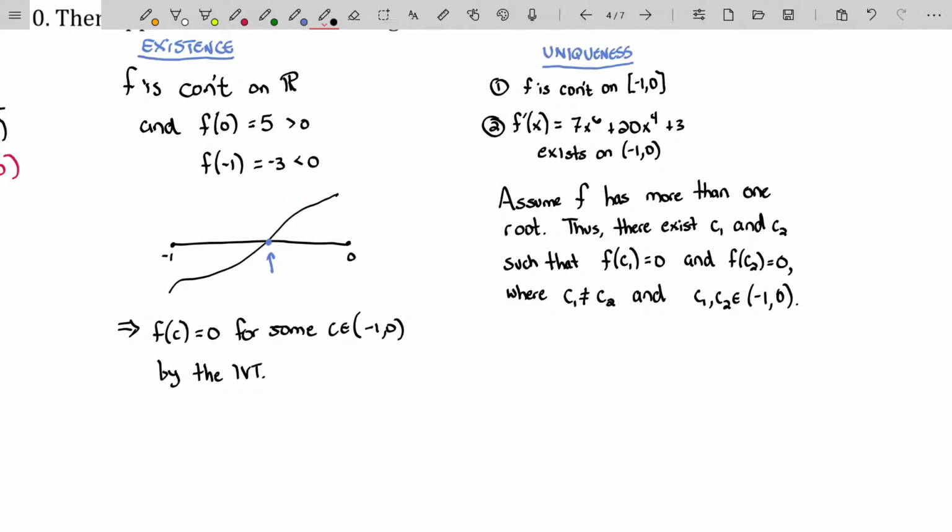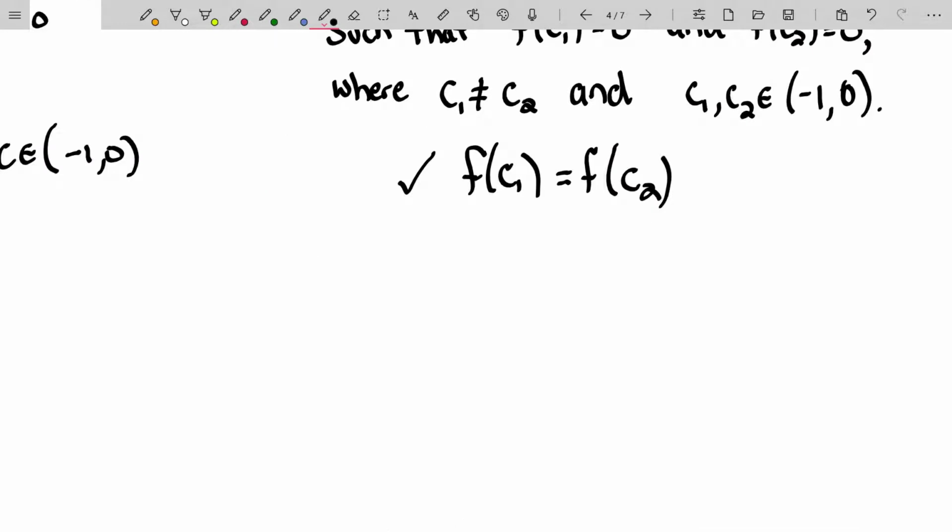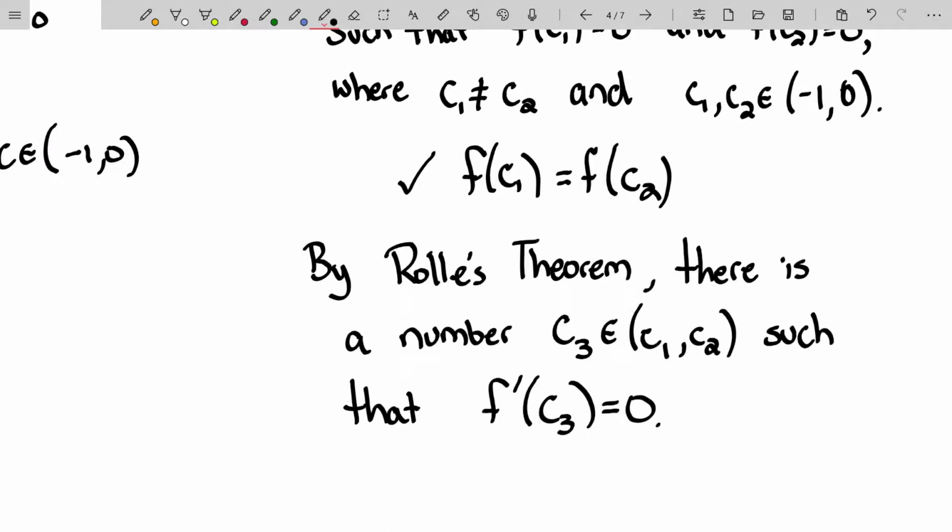Great. Since f is continuous, check, and f is differentiable, check, and f at C1 is equal to f at C2, check, we can use Rolle's theorem. And Rolle's theorem says the following: by Rolle's theorem, there must be a number between C1 and C2, and I'm assuming C1's less than C2, such that f prime at C3, f prime at that number, is 0.